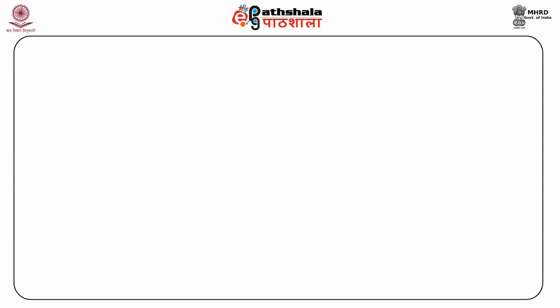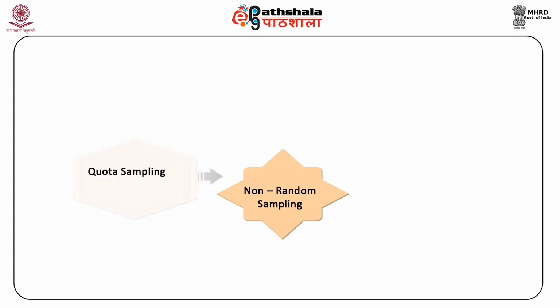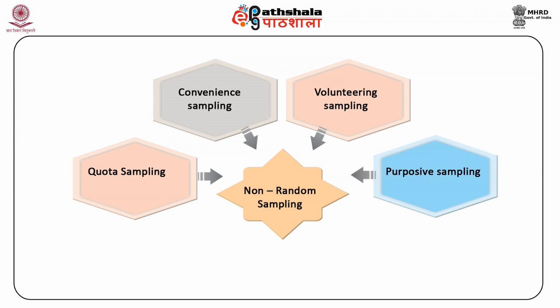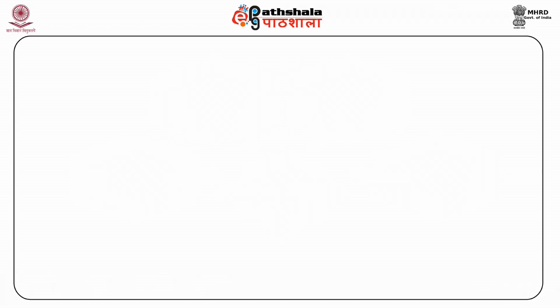Not all the items of the population have a known chance of getting selected to the sample. There is a high chance of selecting biased samples by this method, which does not represent the population. Methods by which we can take a non-random sample are as follows: quota sampling, convenience sampling, volunteering sampling, purposive sampling. Let us start with quota sampling.